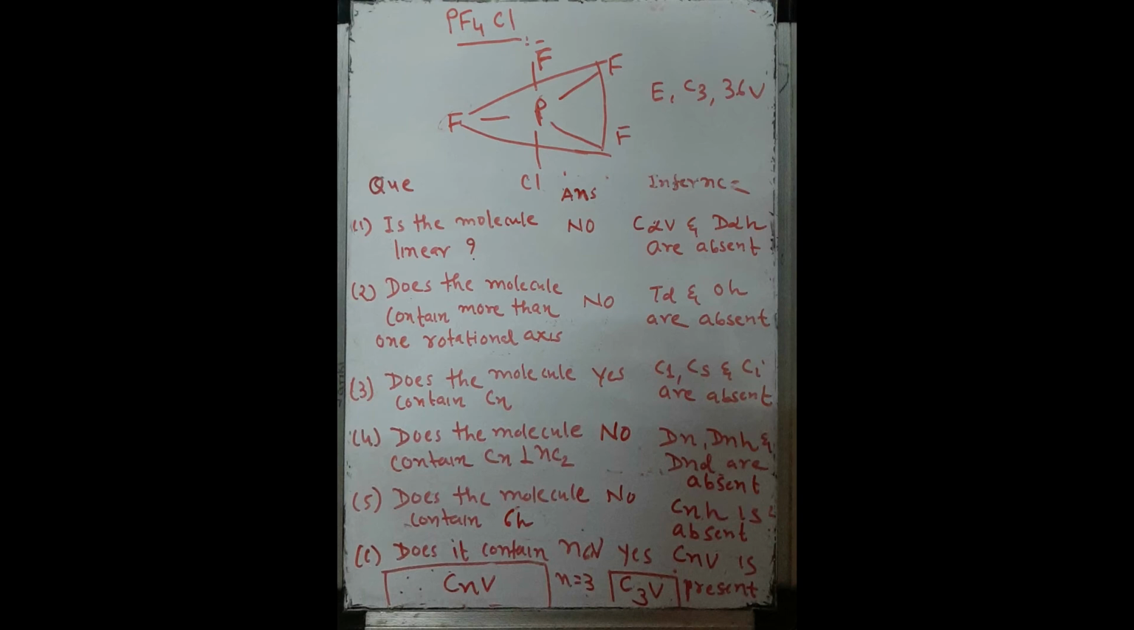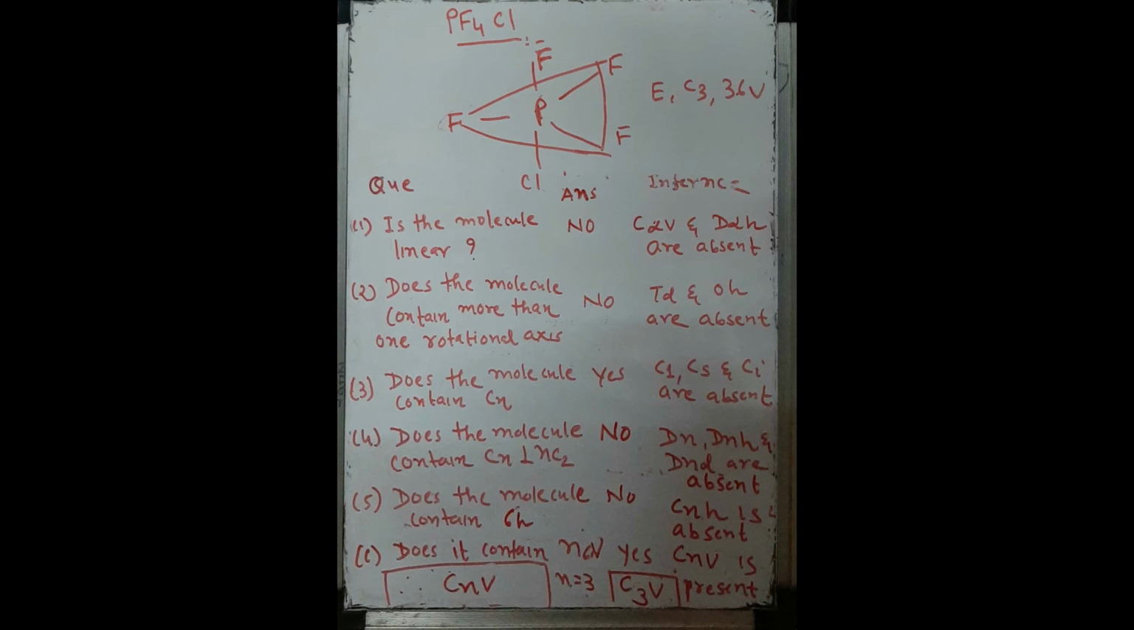Does the molecule contain more than one rotational axis? Answer is no, that means tetrahedral and octahedral are absent. Third question we are going to ask, does the molecule contain Cn? Answer is yes, that means C1, Cs and Ci are absent. Fourth question, does the molecule contain Cn perpendicular to the C2 axis? Answer is no, that means Dn, Dnh and Dnd are absent.